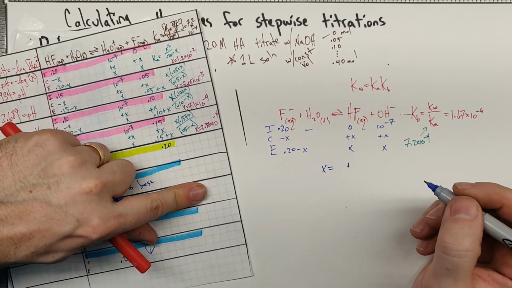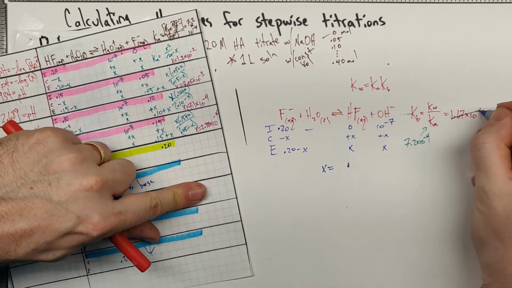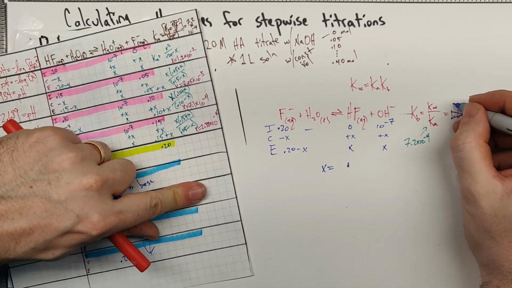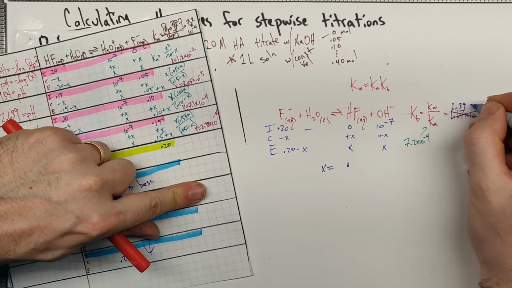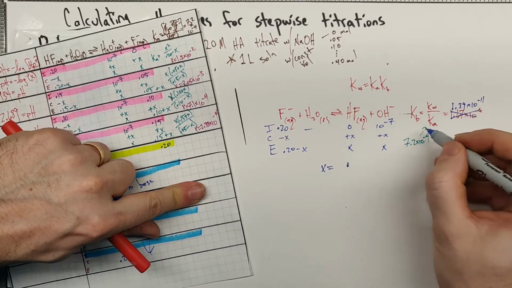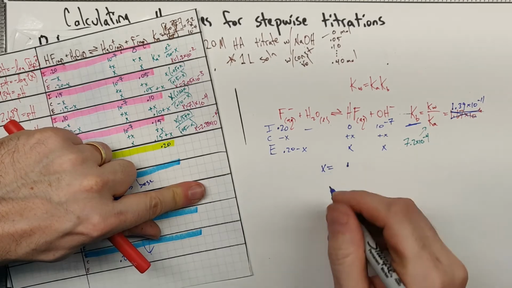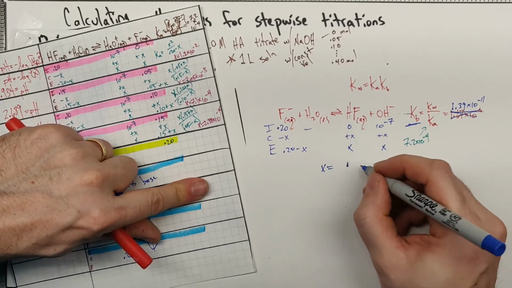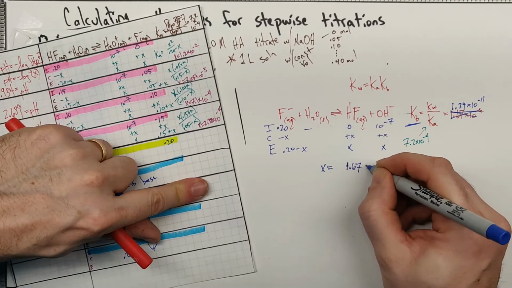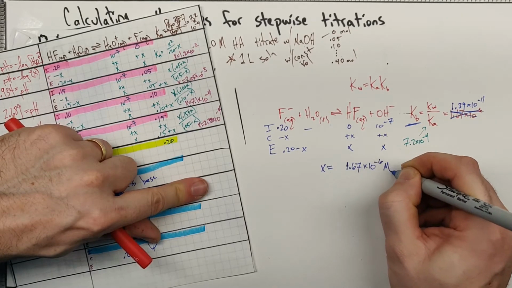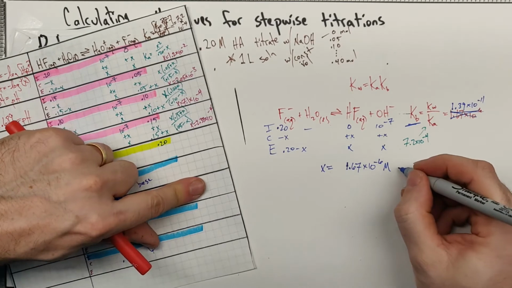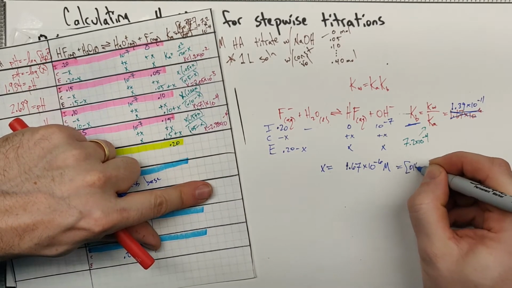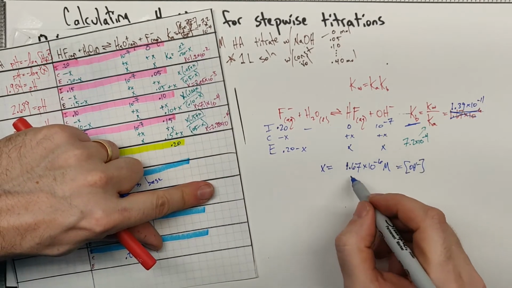oops, I wrote that backwards in terms of numbers. This number is 1.39 times 10 to the minus 11th. And then x equals the number we had there moments ago, 1.67 times 10 to the minus 6th molar. And that's our x, which is our concentration OH minus, and it's also our concentration HF.